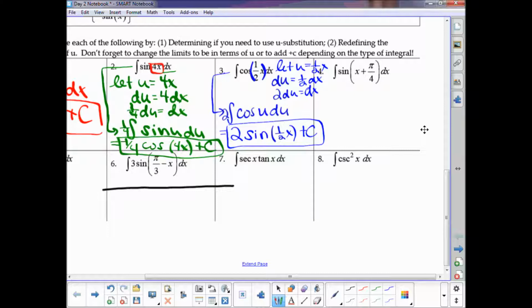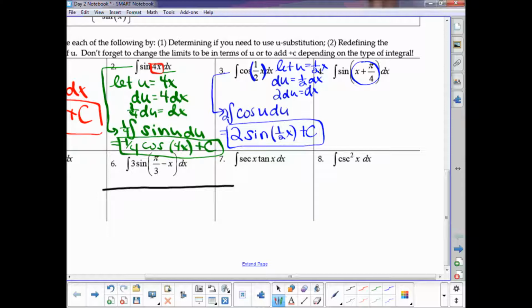Number 4, so we have sine of x plus pi over 4. Do you guys remember your sum and difference rules? No? You should remember those, but don't worry, you don't have to use it for this one. So don't forget your sum and difference rules. You never know, they might throw that at you. But we don't have to use that for this one. We still just have something more than x happening here. So we're still just going to let that be my u.